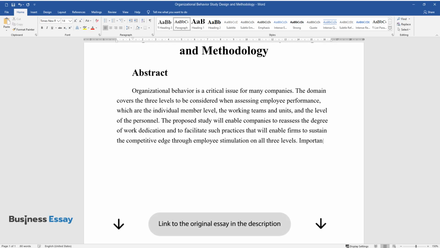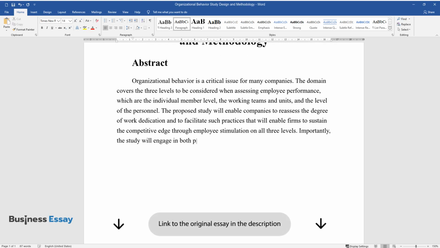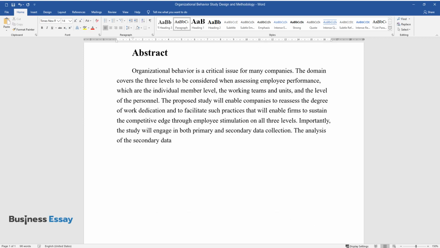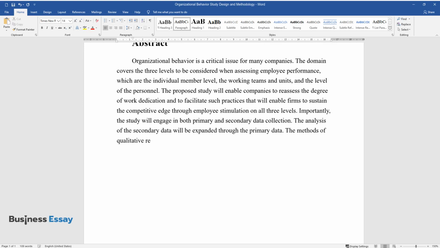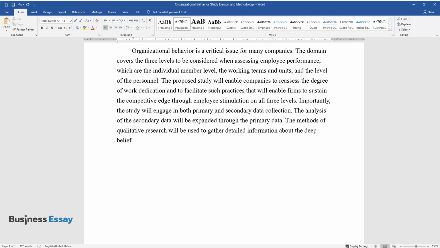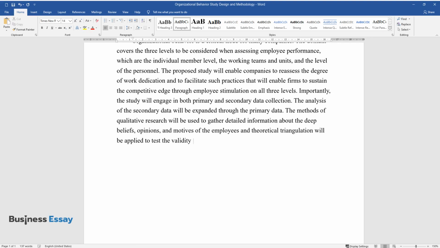Importantly, the study will engage in both primary and secondary data collection. The analysis of the secondary data will be expanded through the primary data. The methods of qualitative research will be used to gather detailed information about the deep beliefs, opinions, and motives of the employees, and theoretical triangulation will be applied to test the validity of the obtained results.